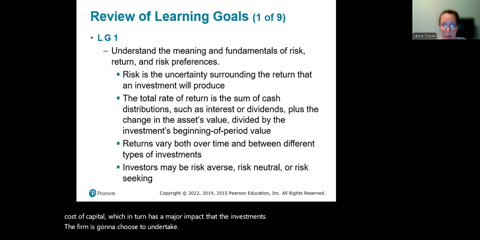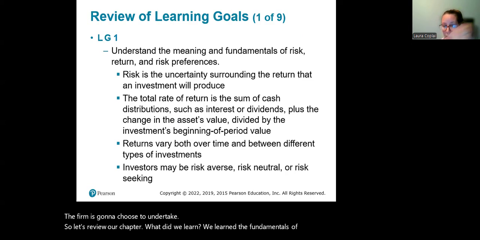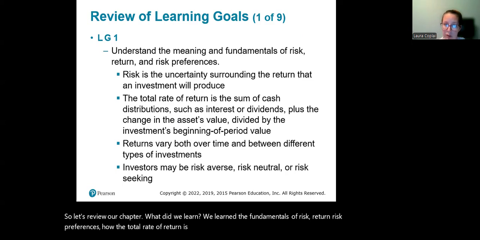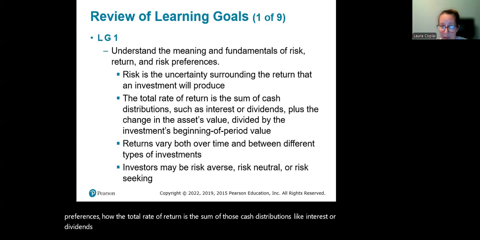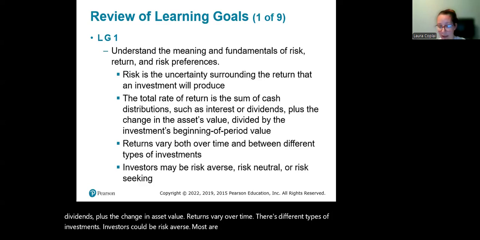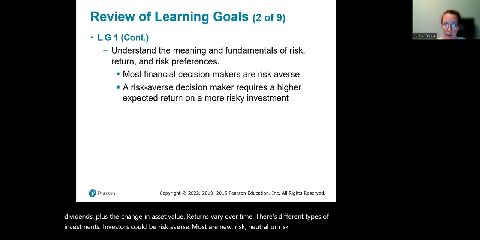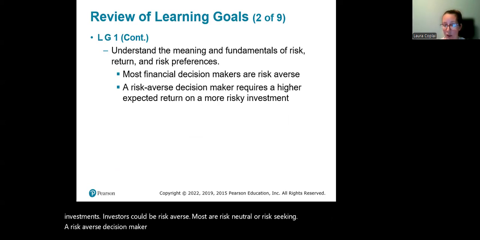So let's review our chapter. What did we learn? We learned the fundamentals of risk, return, and risk preferences, and how the total rate of return is the sum of those cash distributions, like interest or dividends, plus the change in asset value. Returns vary over time, and there are different types of investments. Investors can be risk averse, most are, risk neutral, or risk seeking. A risk averse decision maker requires a higher expected return on a more risky investment.